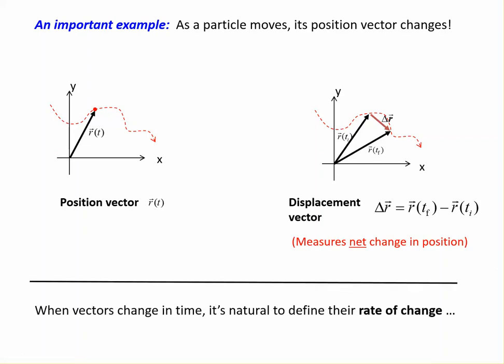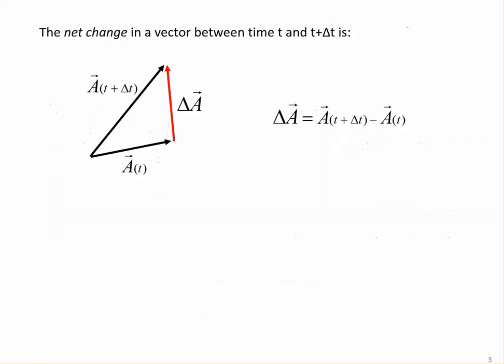Anytime you have a vector that changes in time, it's very natural to describe the rate of change of the vector, and that's what we'll do right now. So let's once again consider the vector A. At time t, here it is. At a later time, it's here. The change in the vector between time t and time t plus delta t is given by this red vector right there. So delta A is the change in the vector, and that change occurred over a time interval delta t.